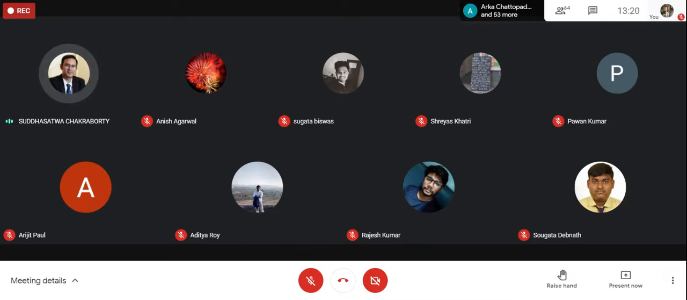Any idea what the range of efficiency is for an incandescent bulb? Anyone? Am I connected? Yes, sir, you are connected, sir. Okay. So anyone? Very low, 5 to 10% maximum. Very low, 5 to 10%, right?